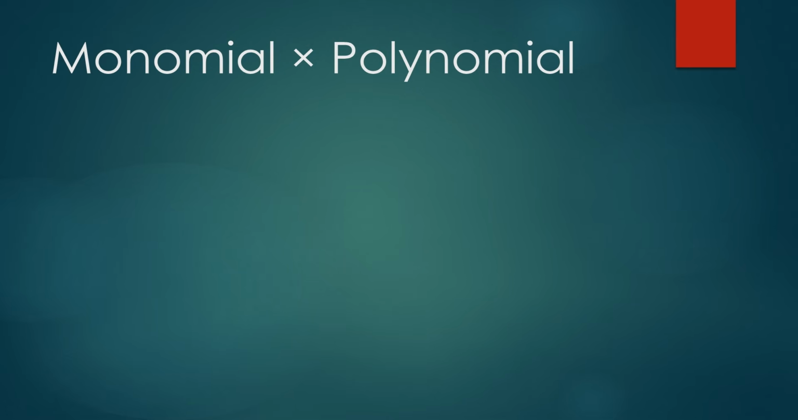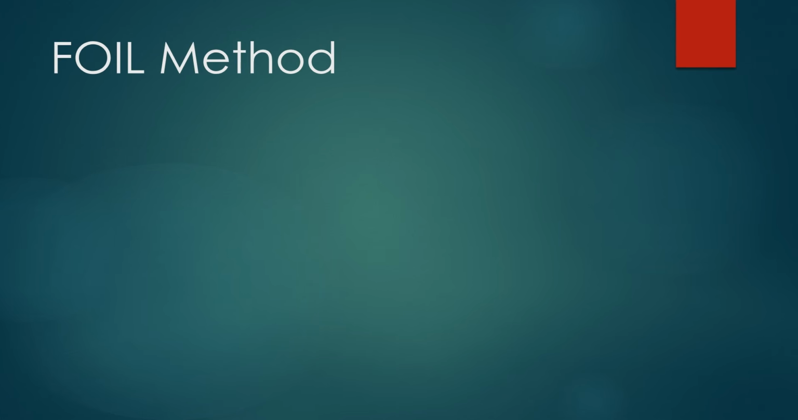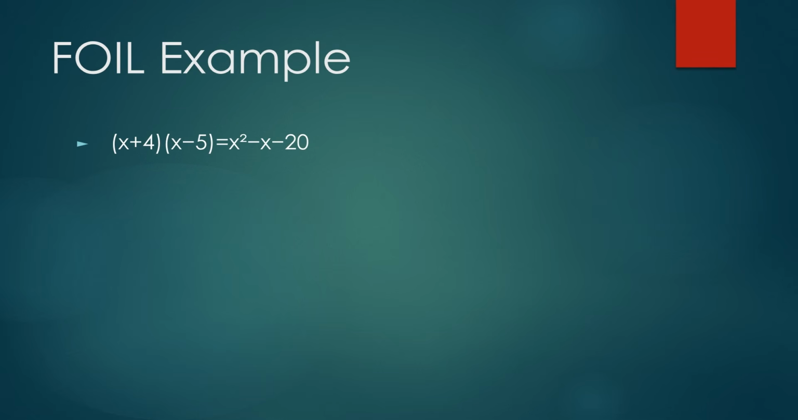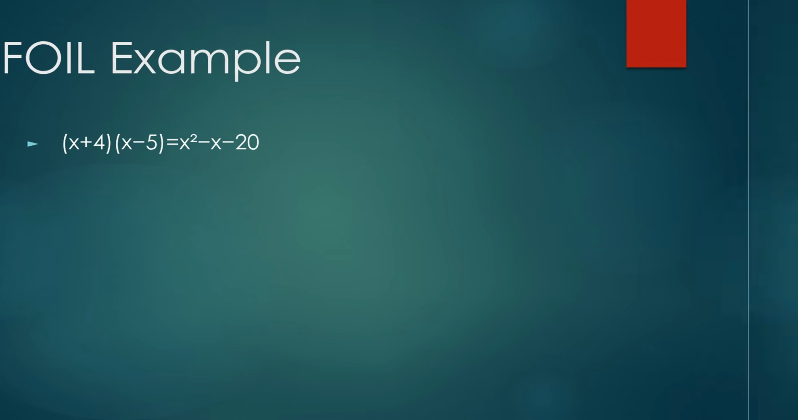When multiplying a monomial by a polynomial, use the distributive property. Multiply the monomial by each term inside the parentheses. The FOIL method is used for multiplying two binomials. It stands for multiplying the first, outer, inner, and last terms of the binomials. Using FOIL, the product of x + 4 and x − 5 is x² − x − 20.